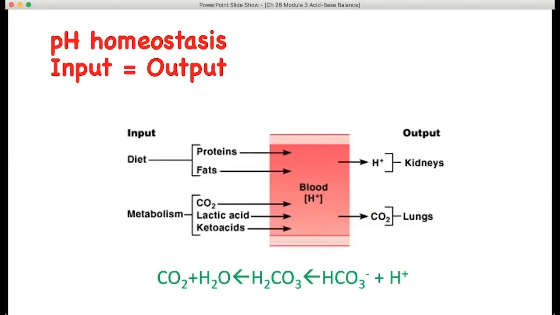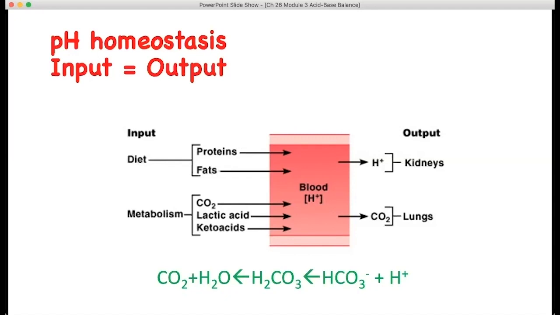In order to maintain homeostasis with your pH, the amount of hydrogen ions that you bring into your body must equal the amount that is lost. If we look at this figure, we'll see that we gain hydrogen ions from our diet as well as from our metabolism. We lose hydrogen ions from the body through our urine. In this module, we'll look at how the kidneys help regulate your blood pH.